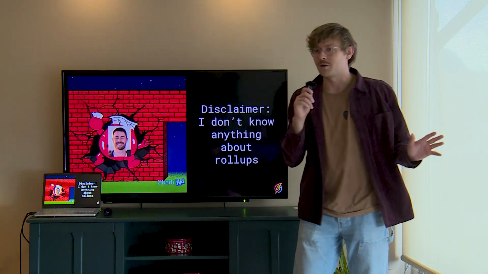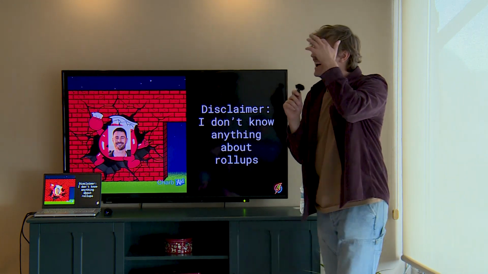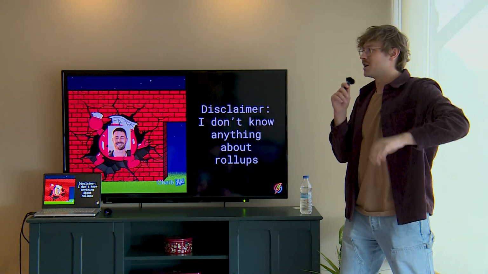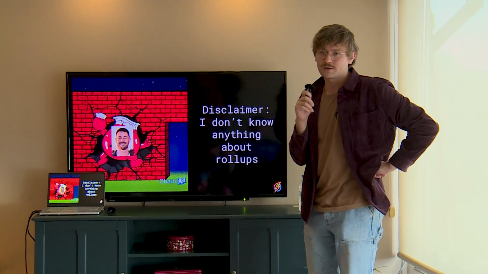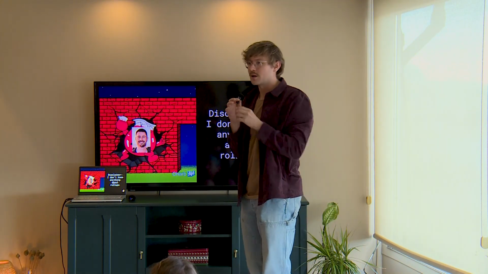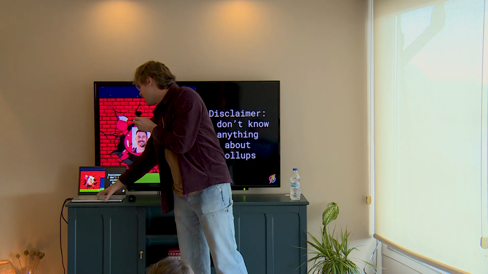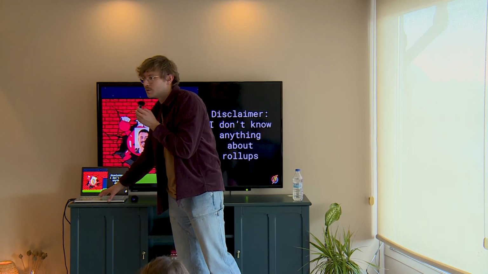Big disclaimer: I know nothing about rollups. I'm glad John Char's not here. I've known about them for a while, obviously, but I've only really started looking into them a couple weeks ago in the context of PBS. So I'll say some things wrong. I still don't know what a sovereign rollup is. If anyone knows, let me know.